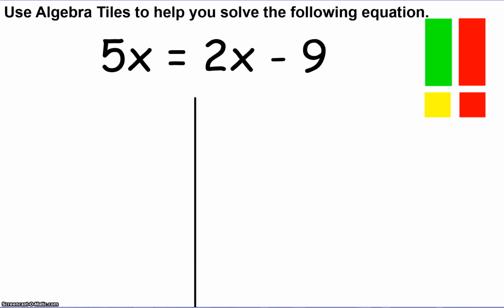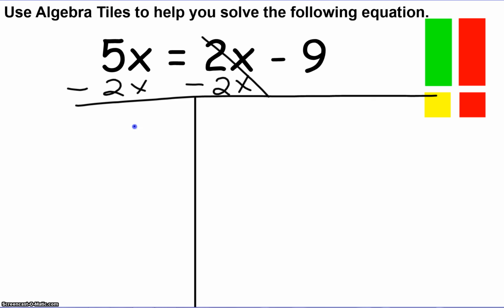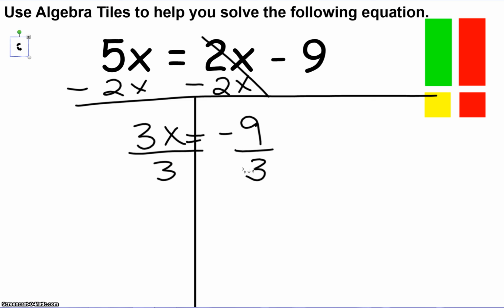Here's your next example. 5x equals 2x minus 9. Notice that both of our sets of variables are positive. So at this point, we want to move the smaller one so that way it stays positive. So minus 2x minus 2x. Those cancel. You're left with 3x equals negative 9. In order to get x by itself, we must divide by 3. And if we do it to one side, remember we do it to the other. So x is equal to negative 3.